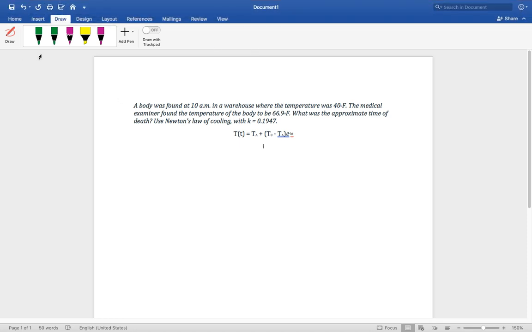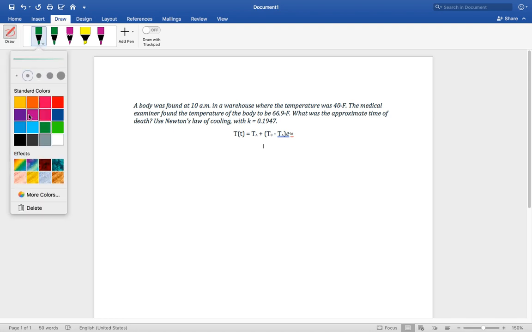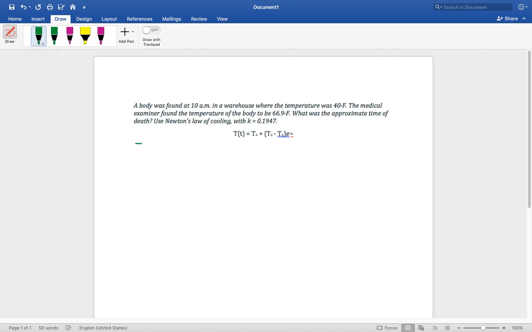Okay, first we need to identify the variables. There's a lot of variables in that very complicated equation, but all but one are given in the story problem. So T of t means the temperature given a certain amount of time that has passed. Well, we don't know the certain amount of time, but we know that the temperature is 66.9.